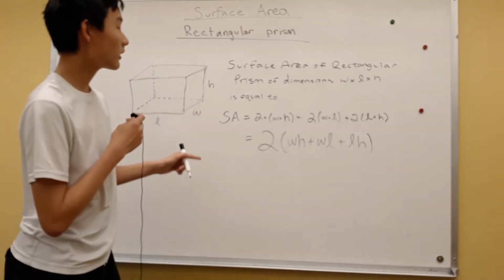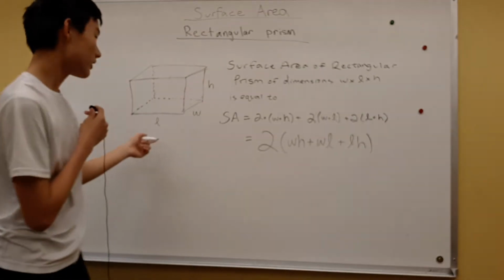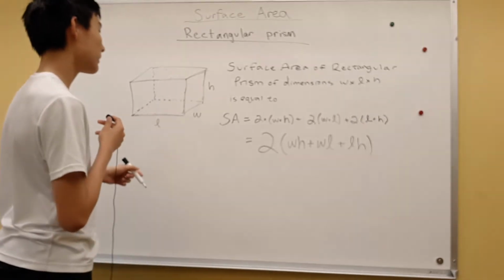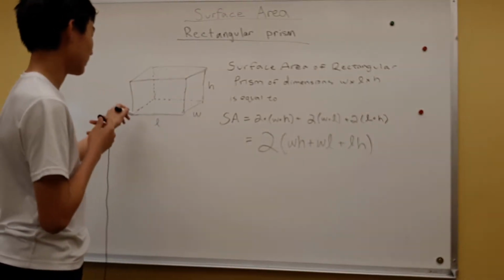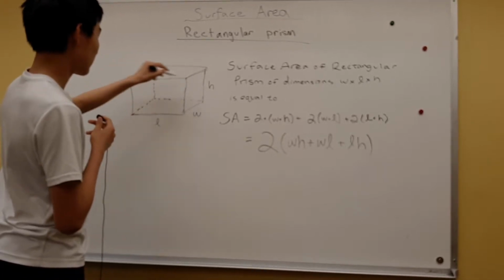Alright, so for our next unit in shape and space, we will be talking about surface area. The first shape we'll be doing is the rectangular prism. So for the rectangular prism, there are 6 faces, right? Right here, here, here.